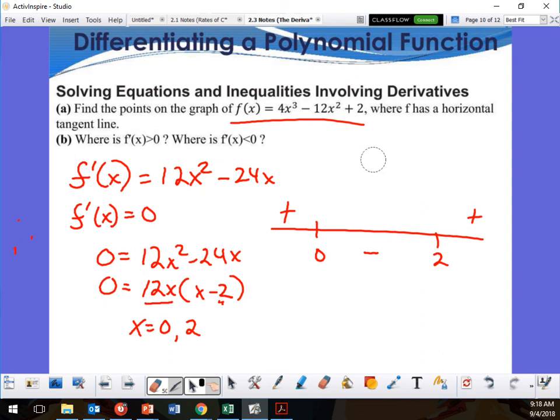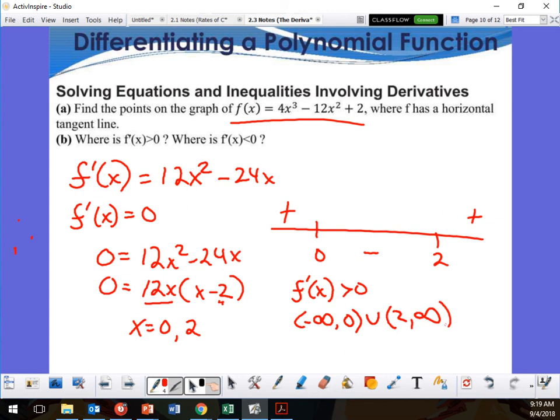Yes. So what is my interval going to be where f prime of x is greater than 0? From where to where? From negative infinity to 0. Am I using brackets or parentheses? Parentheses, because it's to 0, but not including 0. So where else? Union 2 to infinity.